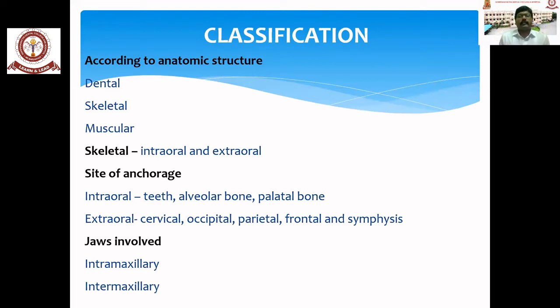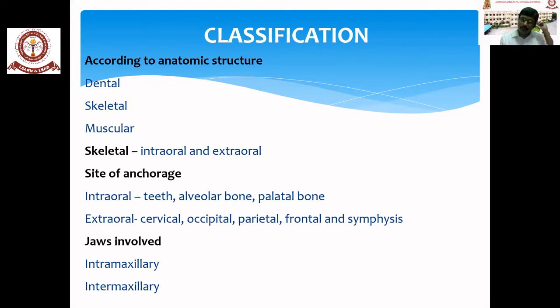The classification of anchorage goes like this. One is according to the anatomic structure. It can be dental, involving the teeth and associated structures; skeletal, involving the skeletal structures; and muscular, the anchorage derived from the surrounding muscle. Depending upon the site of anchorage, it can be intraoral, that is your teeth, alveolar bone, and the palatal bone, or extraoral, which can be the cervical, occipital, parietal, frontal, and symphyseal regions.